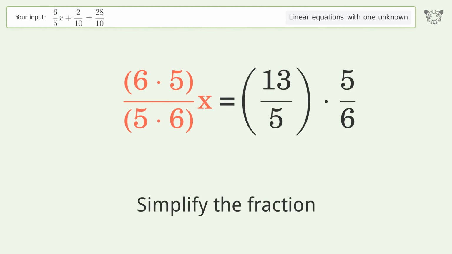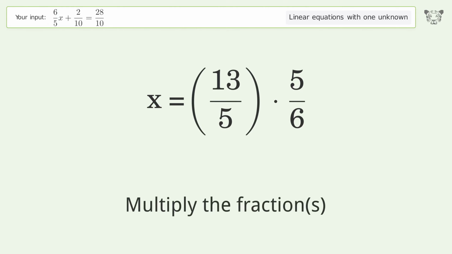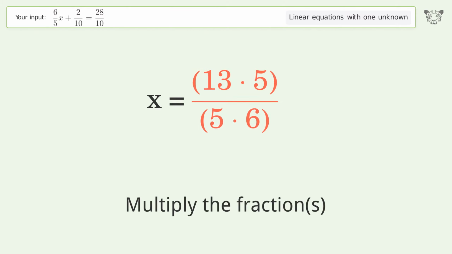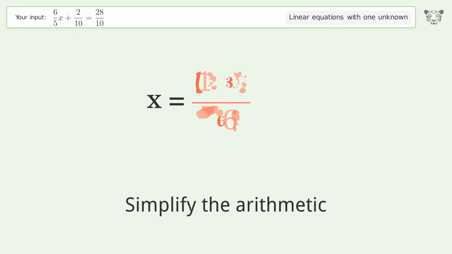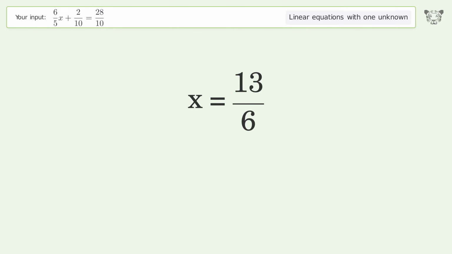Simplify the fraction. Multiply the fractions. Simplify the arithmetic. And so the final result is x equals 13 over 6.